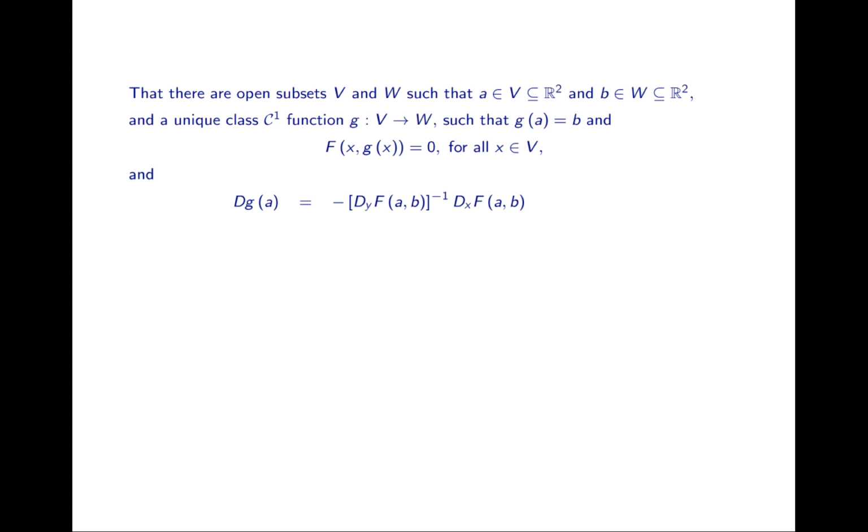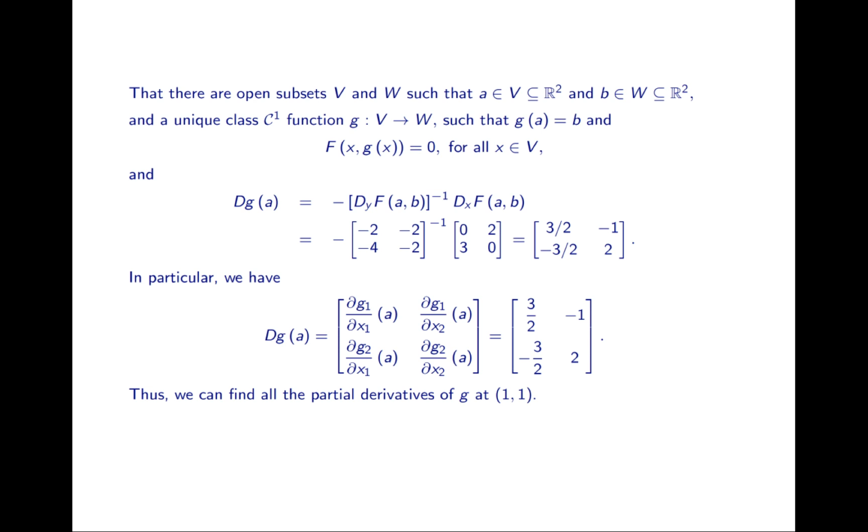Furthermore, I can tell you exactly what the derivative of g is at the point that satisfied my hypothesis. The derivative of g at a is given by the negative inverse of the derivative of f with respect to y at my ordered pair times the derivative of f with respect to x at my ordered pair. And of course, we know what those matrices are because we computed them already. So I get the negative inverse of this times this, which I went ahead and calculated beforehand. It's equal to this. I didn't do it in my head just now.